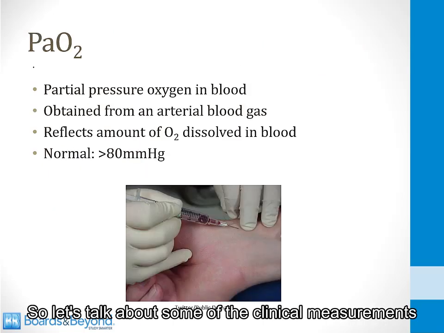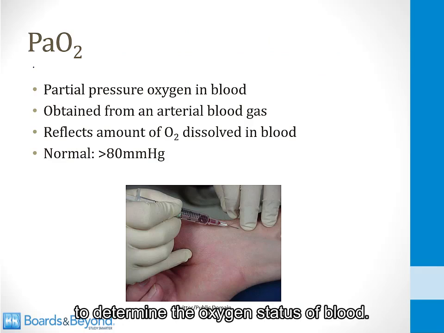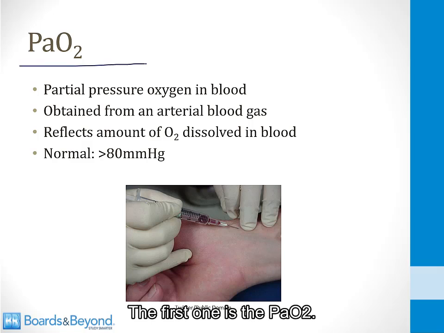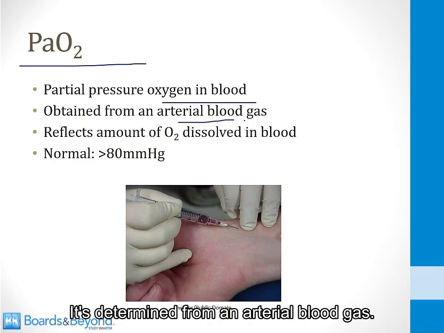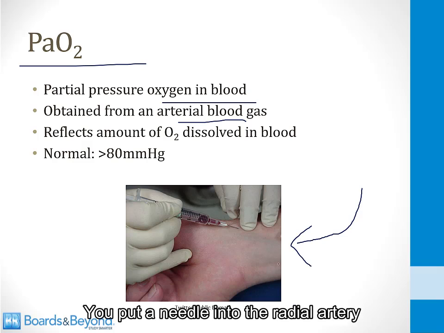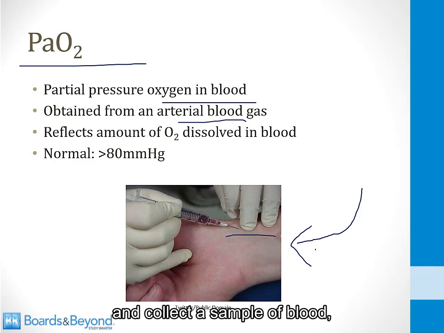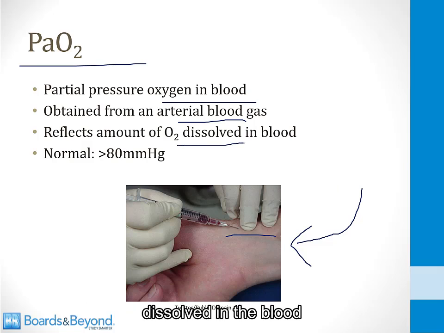So let's talk about some of the clinical measurements that we routinely make in patients to determine the oxygen status of blood. The first one is the PaO2. This is the partial pressure of oxygen in the blood. It's determined from an arterial blood gas. This is an image of someone obtaining an arterial blood gas here. You put a needle into the radial artery and collect a sample of blood, which is analyzed for oxygen content. The PaO2 reflects the amount of oxygen dissolved in the blood, and normal is greater than about 80 millimeters of mercury.